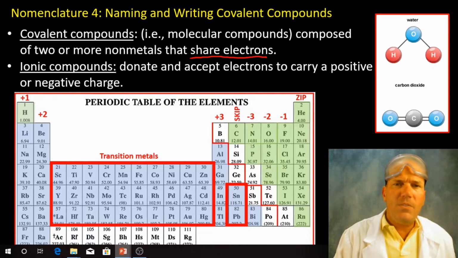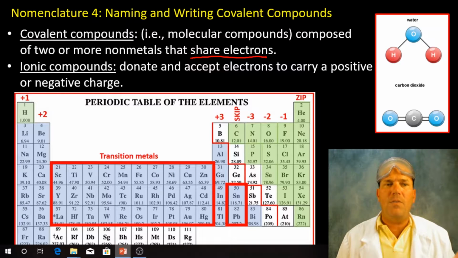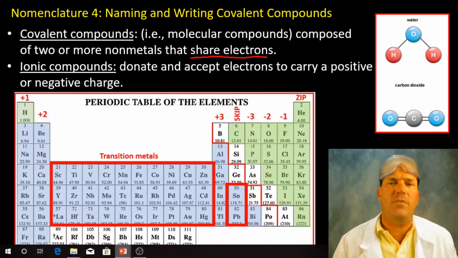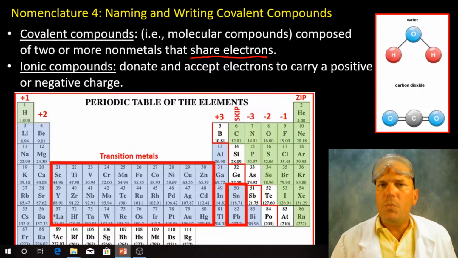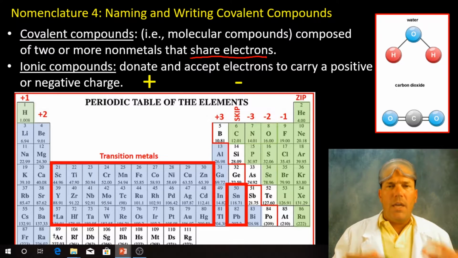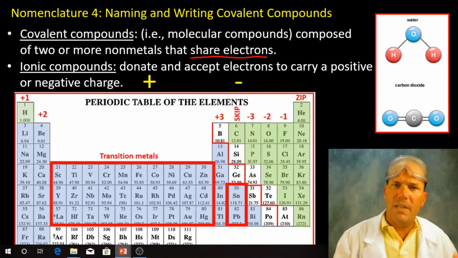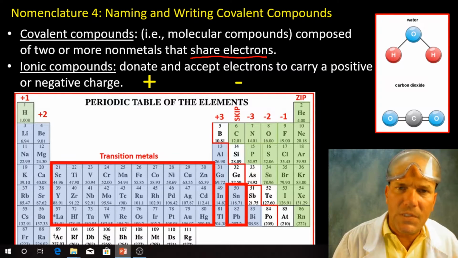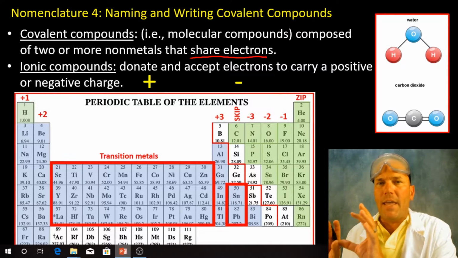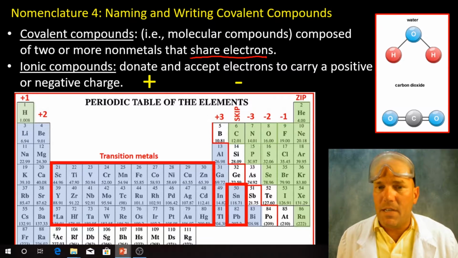So in the previous 3 videos, we looked at ionic compounds, and I want you to write this down. Ionic compounds donate and accept electrons to assume a positive or negative charge. And I've verbally mentioned that in Nomenclature 1, 2, and 3, but it is absolutely imperative you understand that to make a distinction between ionic compounds and this video where you're going to be naming covalent compounds.